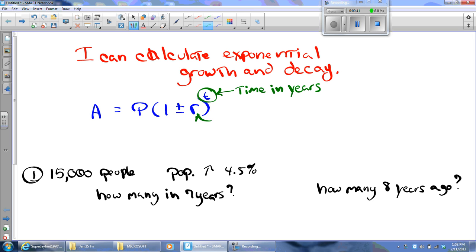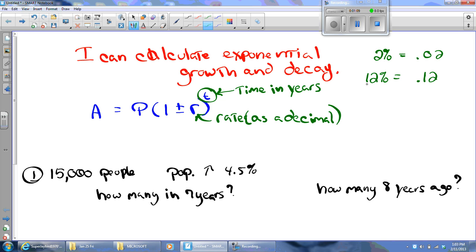Okay, R is the rate. And when you do your rate, you have to have it as a decimal. And I know some of you don't understand how to convert decimals and fractions and that kind of stuff. So let's just say if I had a 2% rate, my decimal is 0.02. I just divide by 100. Okay, if my rate was 12%, well, the decimal is 12 hundredths. I divide by 100, right? Just like we did in scientific notation. If I had a rate of, say, 16.8%, well, the decimal would be 0.168 or 168 thousandths.